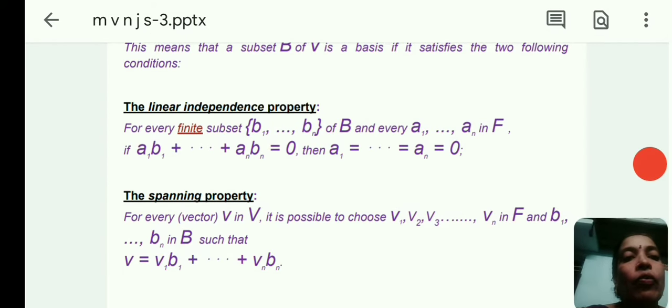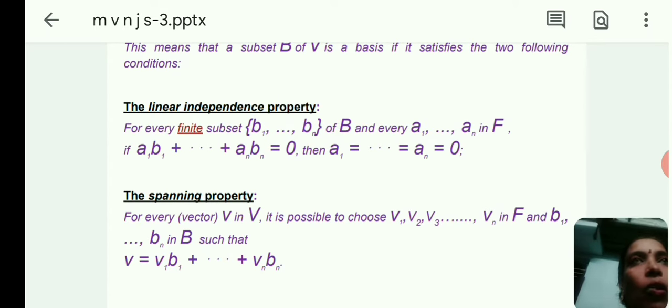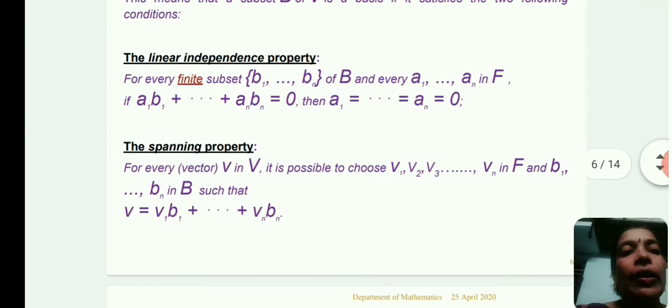Spanning property. For every vector v in V, it is possible to choose elements a1, a2, and so on up to an in F, and b1, b2, and so on up to bn in B, such that v is equal to a1 b1 plus a2 b2 plus and so on up to an bn, a linear combination. This is the spanning property.